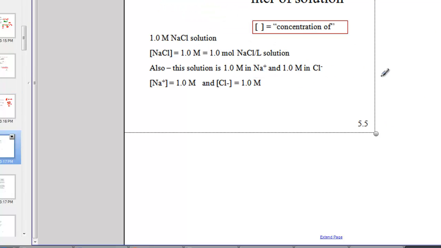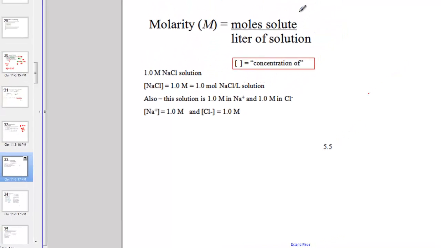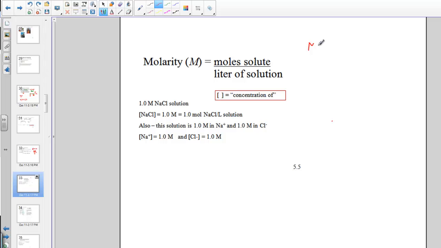But a more common unit is called molarity. Big M, capital M, is our unit for molarity. Molarity is defined as moles of solute per liter of solution, and you'll often see this bracket representing the concentration of. Now we need to remember from our previous unit that the unit called mole can be calculated by finding the grams of solute over the molar mass of your solute.